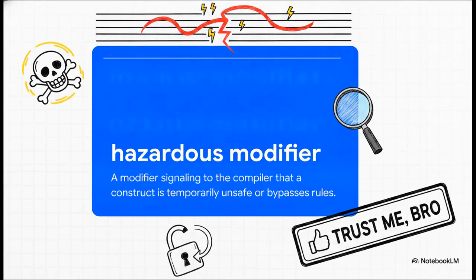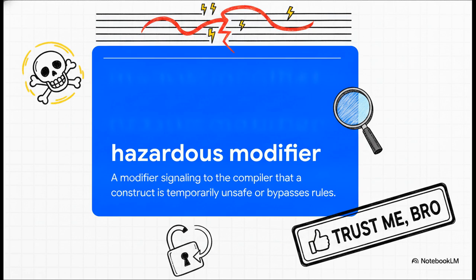Now, because of those incredibly strict rules, the language needs a pressure valve. Enter the hazardous modifier. This is an explicit, highly auditable escape hatch. If a programmer absolutely has to bypass a strict security rule, say using a blocker inside a lock or doing a risky typecast, they are forced to label that block as hazardous.